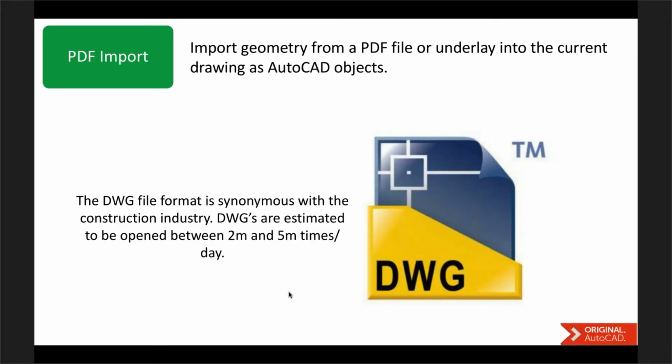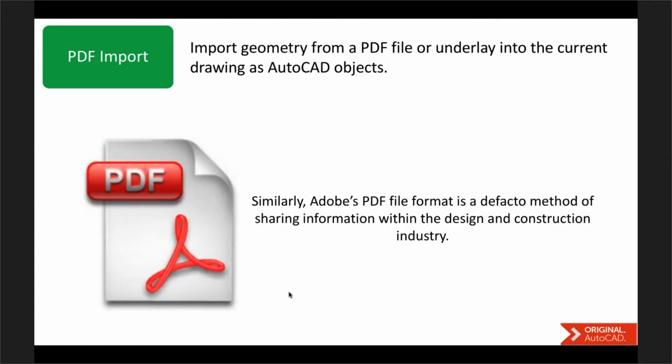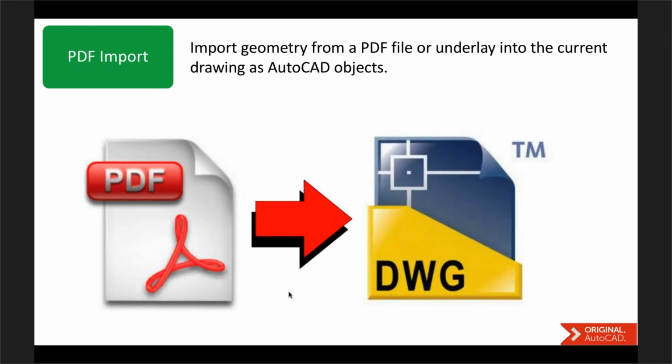So the DWG file format is synonymous with the construction industry and with the manufacturing industry to a large degree. DWGs are estimated to be opened between 2 and 5 million times a day. The PDF file format, as we know, is also king in these industries and a very important file format. One of the things that we were hearing a lot was, it would be fantastic if we could take PDFs that have been created and import them as DWGs so we could start working on them immediately.